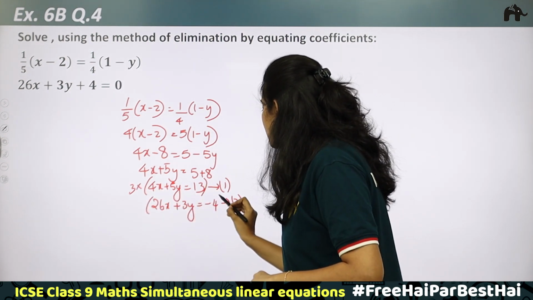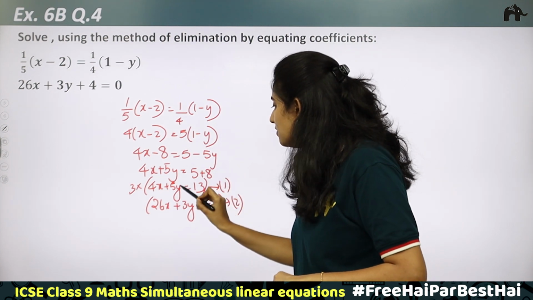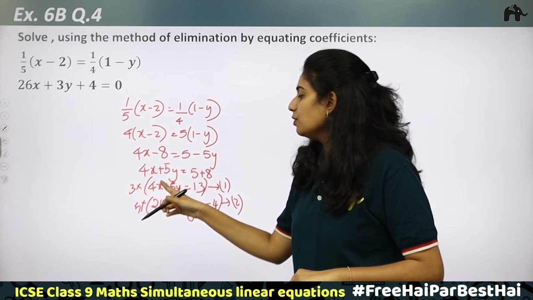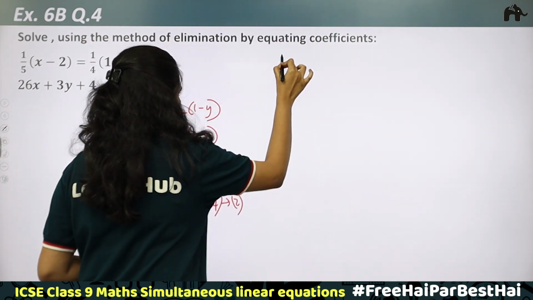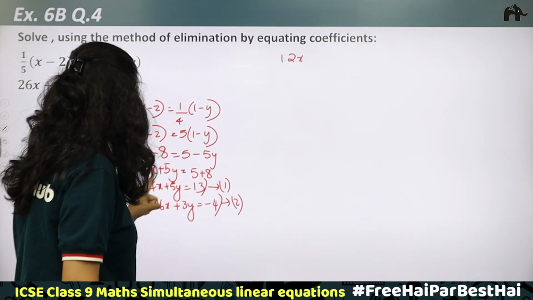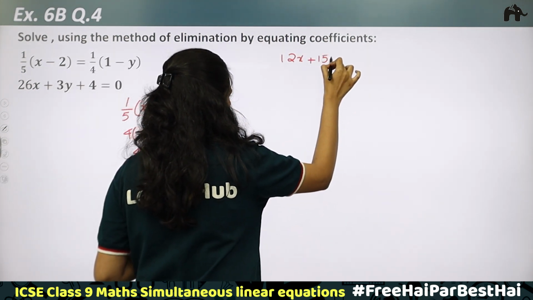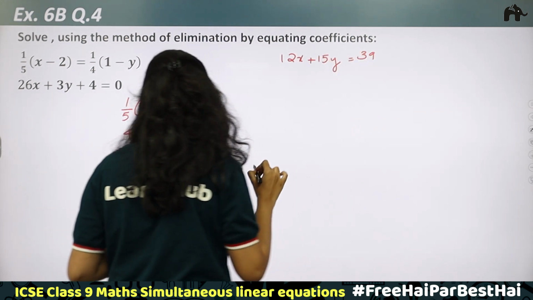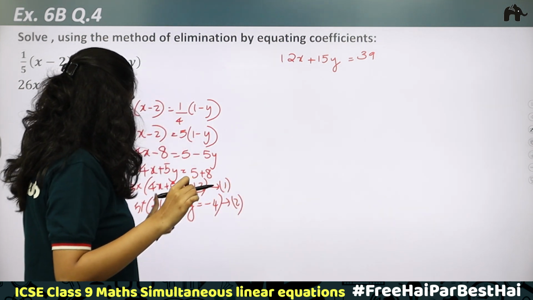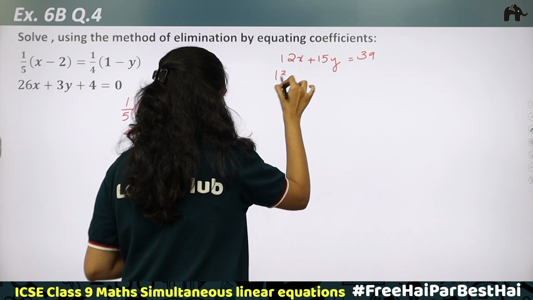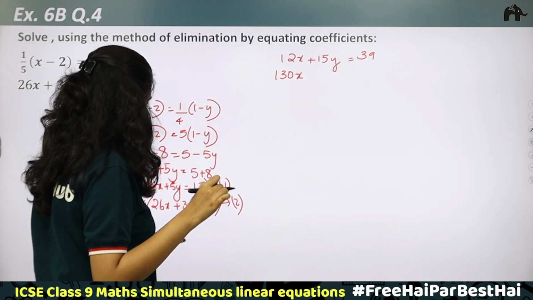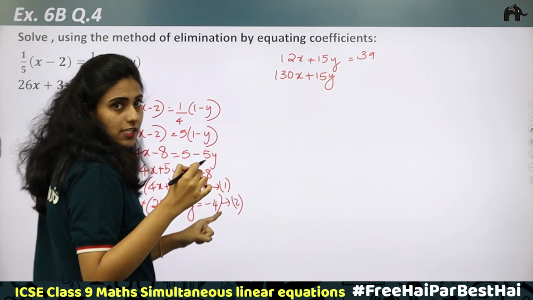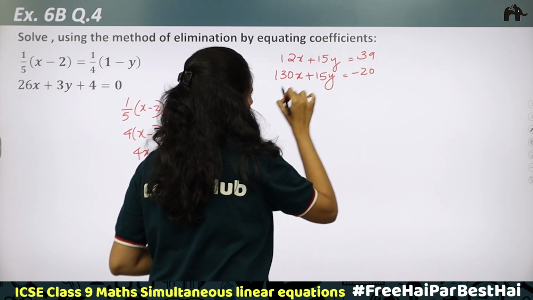Similarly, multiplying throughout the second equation with the coefficient of y in the first equation, that is 5. Okay. 3 into 4x. What is 3 into 4x? 12x. 3 into 5y, 15y, is equal to 3 into 13, 39. Okay. Now the second equation, 5 into 26x, that is 130x. 5 into 3y, 15y. 5 into minus 4, minus 20.